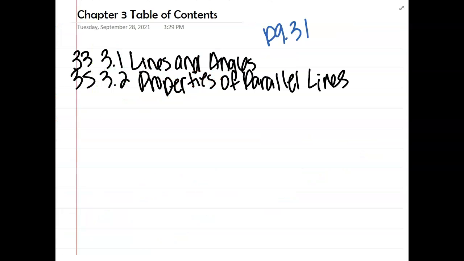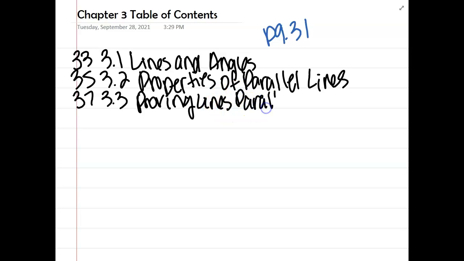Okay, let's get this glued into your notebook. This is going to be page 37. This is 3-3, and we are proving lines parallel. Proving lines parallel.